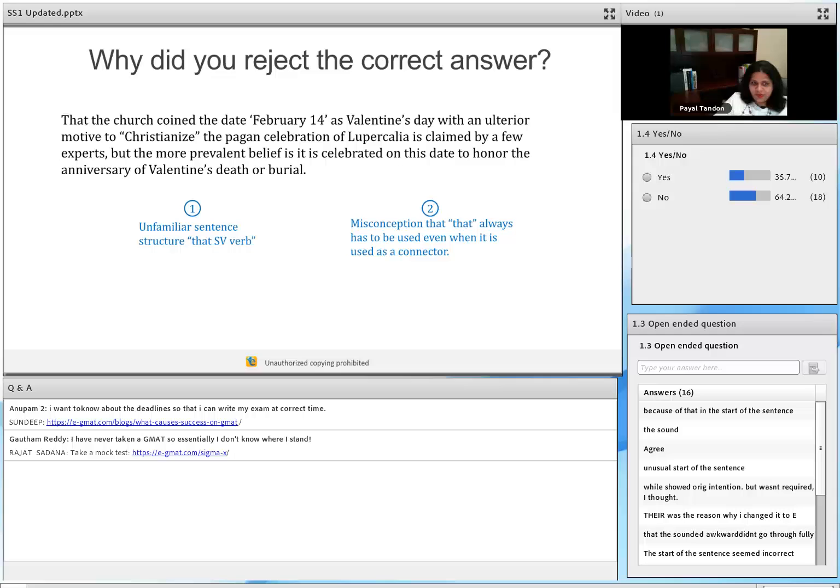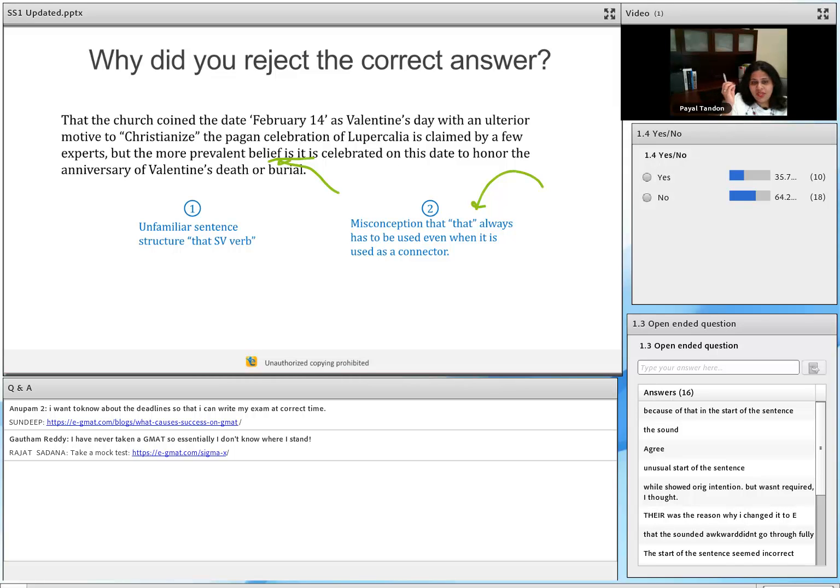Really, a number of you said that it was the unfamiliar structure, that subject verb didn't actually make sense, right? So again, you felt it was incorrect. And then there is this other thing as well, that you felt that believe that it is celebrated. You felt that there should have been a that here, but that was missing. Okay, so it could be either of these two, or maybe both of these two.